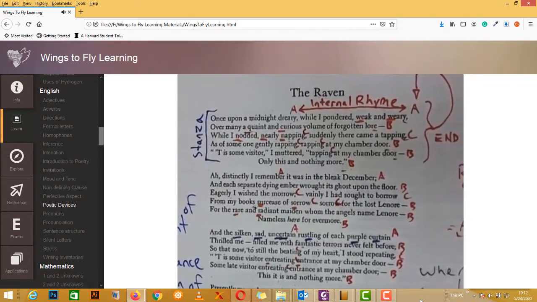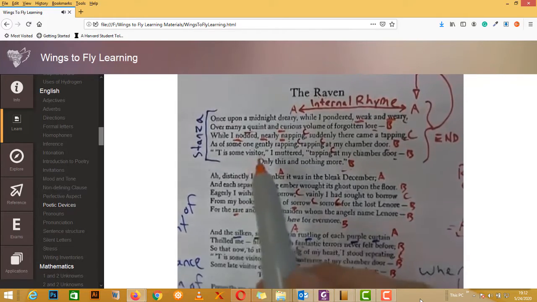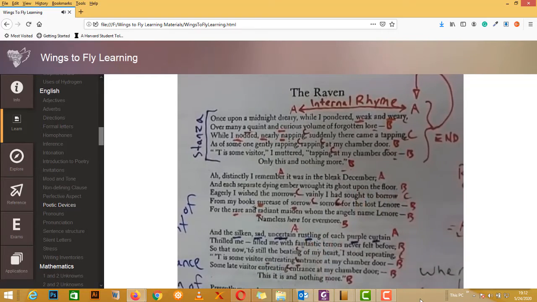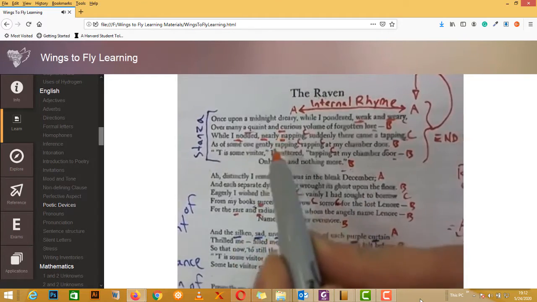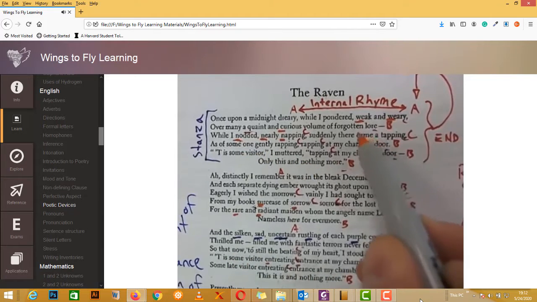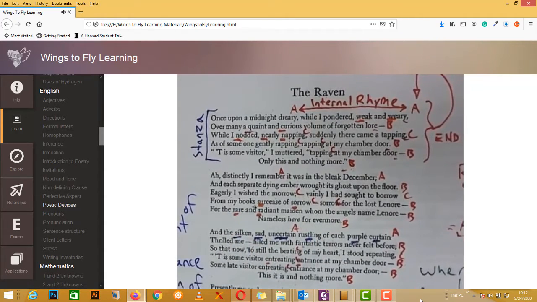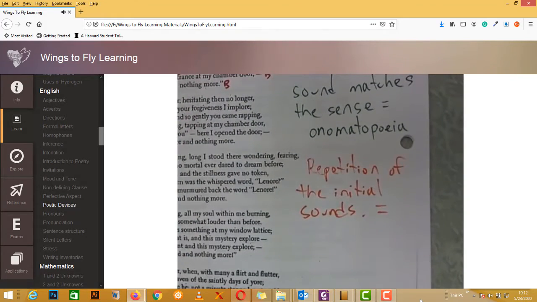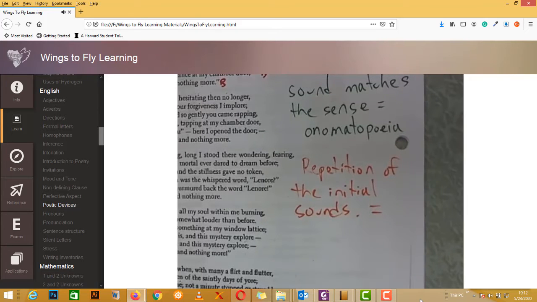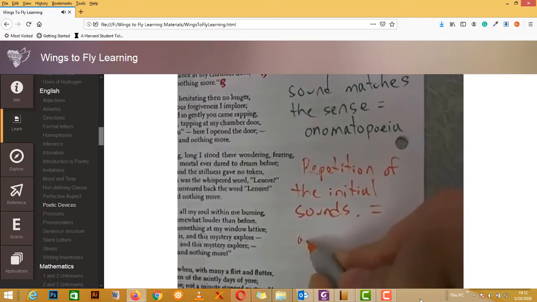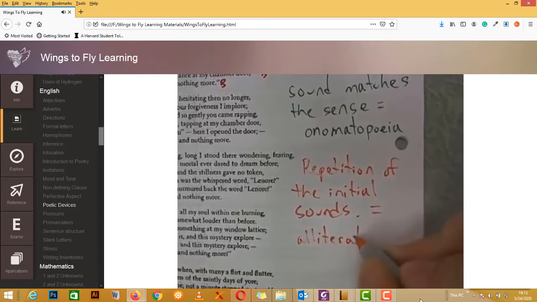Quaint and curious, nodded, nearly napping, weak and weary, surcease of sorrow, rare and radiant. Clearly, there's a pattern going on there. Weak and weary. Right. Maybe it's just me. So repetition of the initial sounds, what do we call that? Alliteration is correct. It's alliteration.